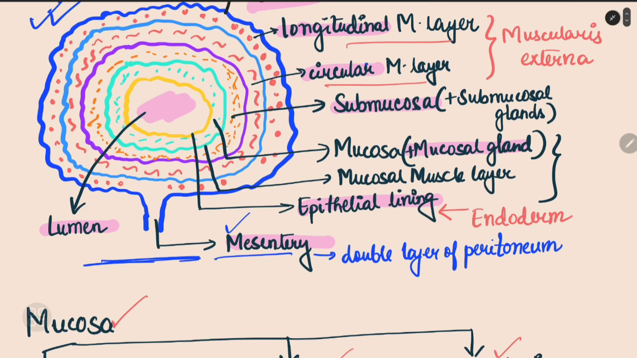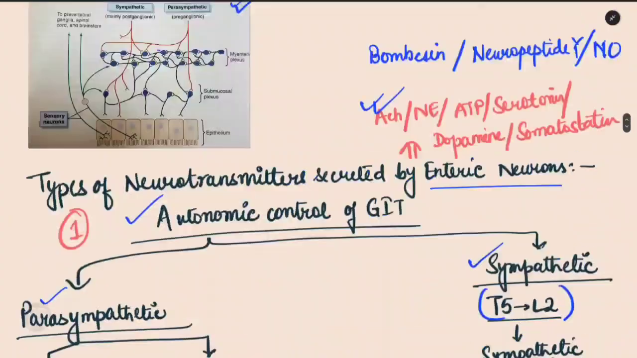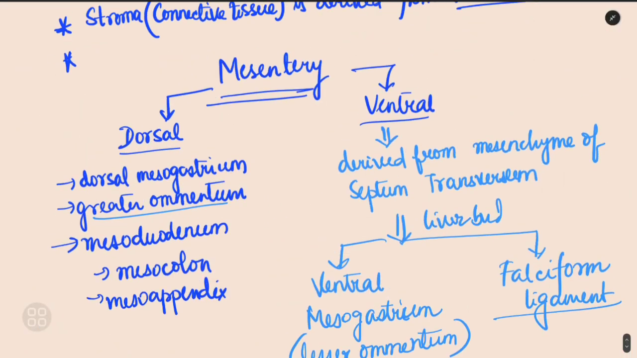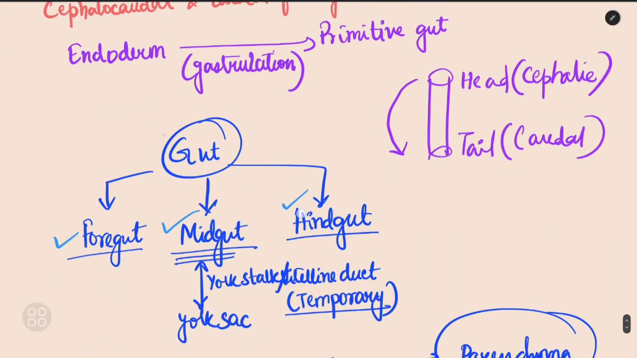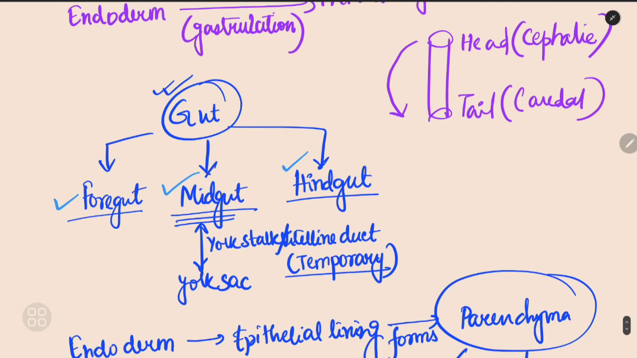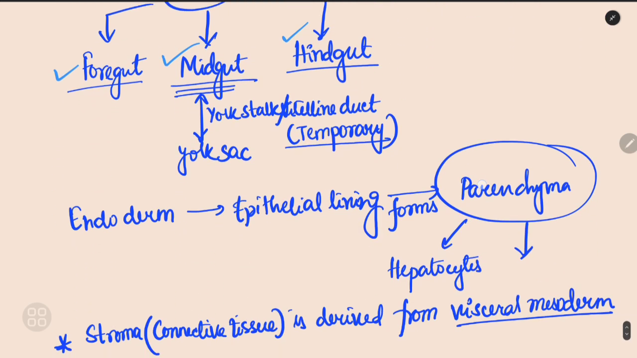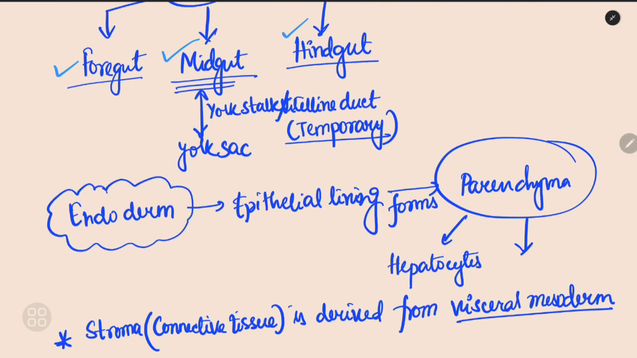And a little I have discussed about the mesentery and how the GIT was developing from the gut. This difference is asked mainly in the embryology paper: foregut, midgut, hindgut, and their extensions. And remember this point, that endoderm forms only the epithelial lining of the GIT and not other structures.